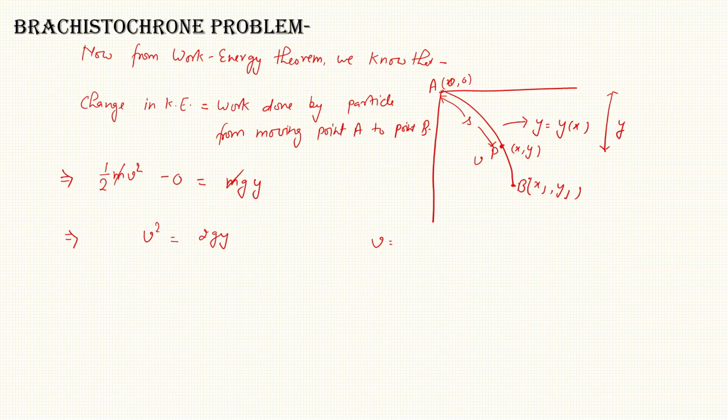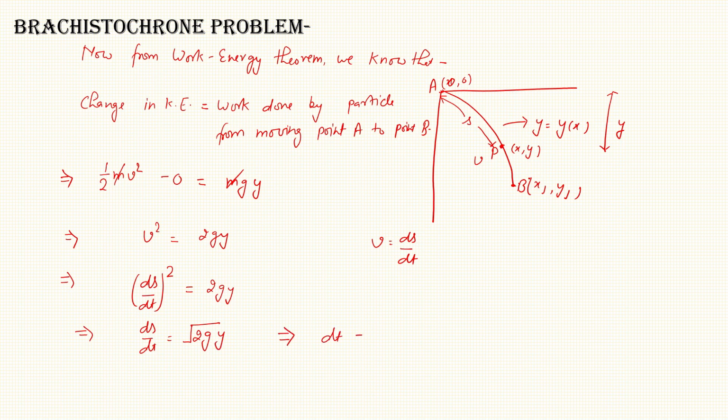v will be ds/dt. This means the square of ds/dt will be equal to 2gy. This implies ds/dt is equal to under root 2gy, or we can say that dt is equal to 1 upon under root 2gy ds. So dt is equal to 1 upon under root 2g into 1 upon under root y ds. Let us say this is equation number 1.